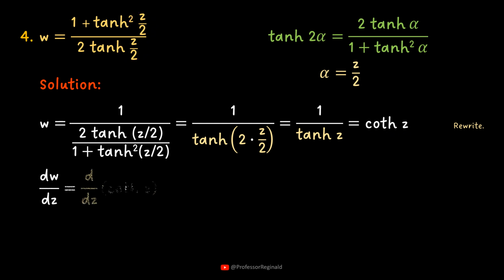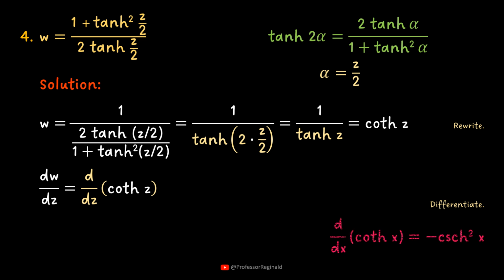dW dz is the derivative of W with respect to z. Differentiate using a hyperbolic function rule. Hence, dW dz equals the negative of the square of hyperbolic cosecant of z.